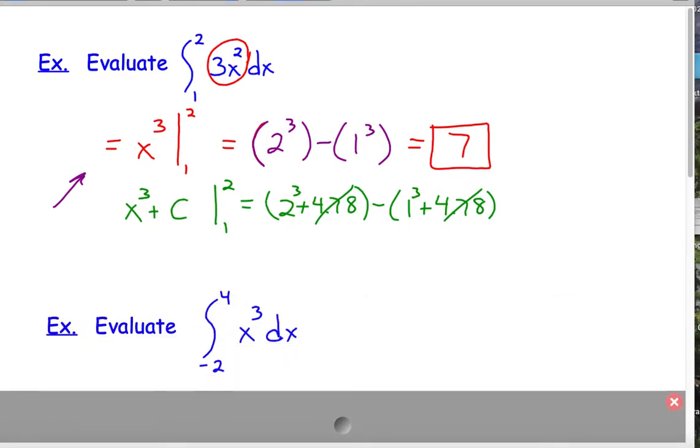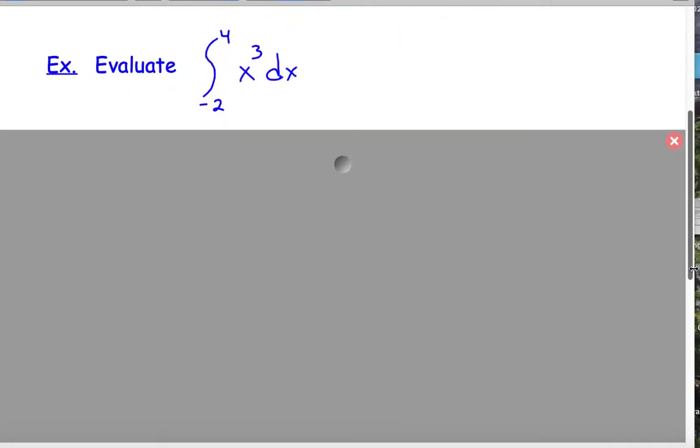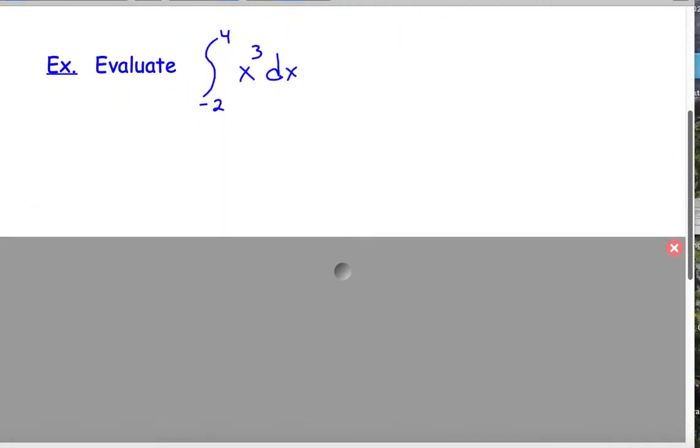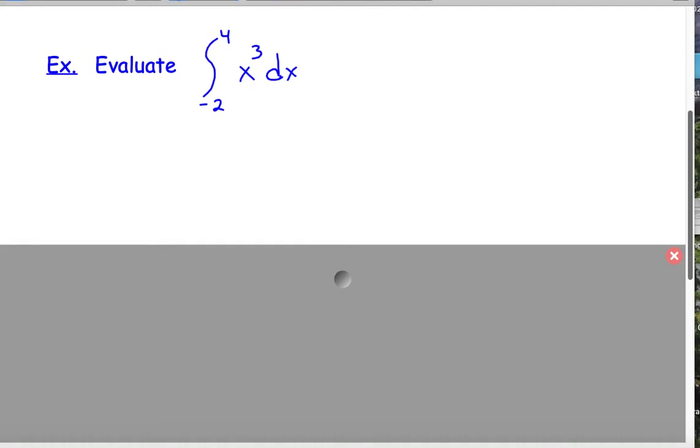All right, so let's look at another one. This might be a good time to hit pause, work out your answer, and then check to see if you got it right. Okay, so we want an antiderivative. The antiderivative we're going to use is 1/4 x to the 4th, plus any constant if you like. And we're going to go from negative 2 to 4. So first I'll plug in the 4, so I get 1/4 times 4 to the 4th, minus 1/4 times negative 2 to the 4th.